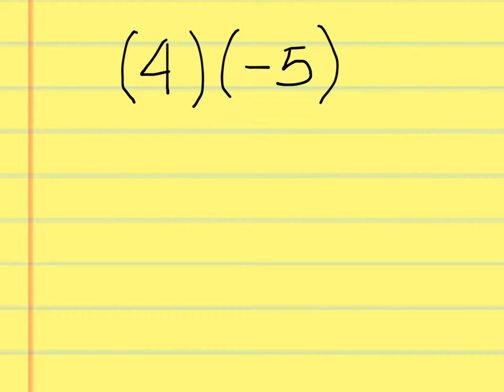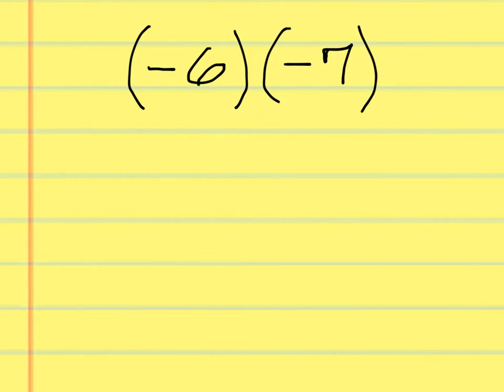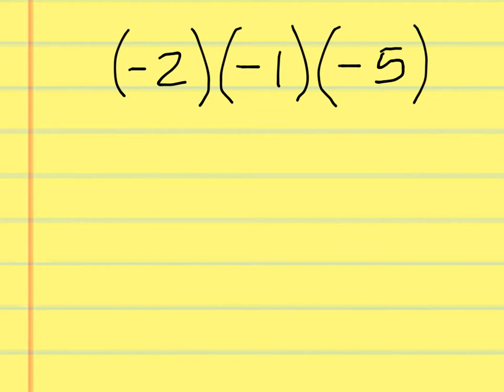What's the answer to this one? -20 is right. Signs are different, multiply the numbers, answer is negative. What's the answer to this one? +42. If the signs are the same, then the answer is positive. 2 negatives multiplied together give you a positive.